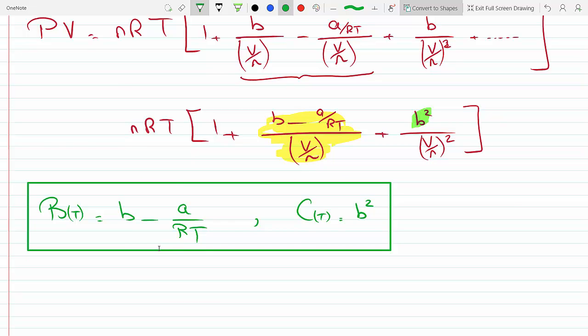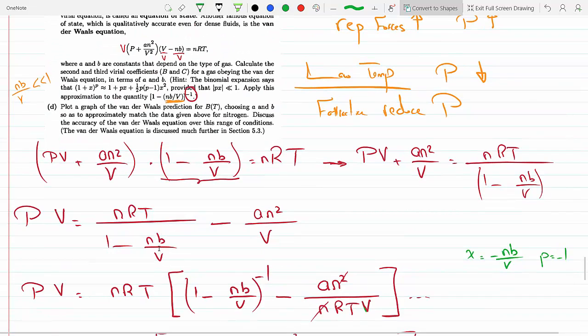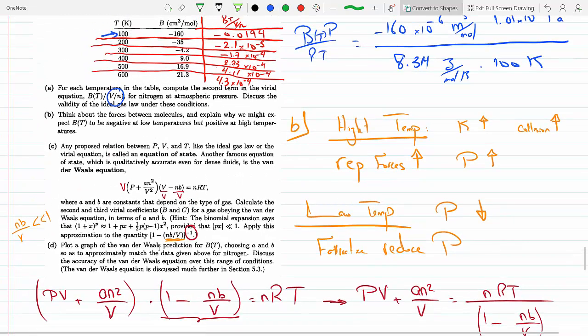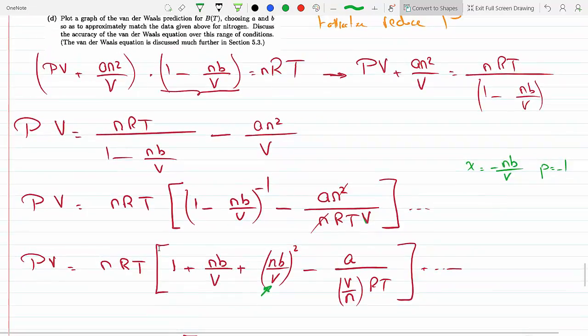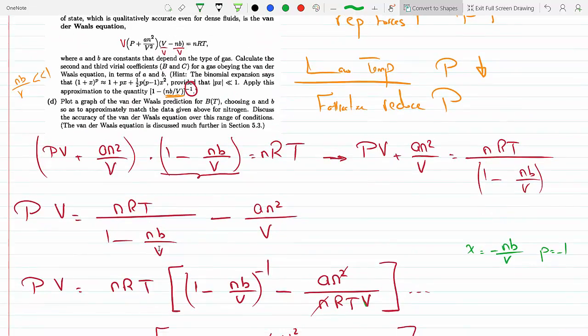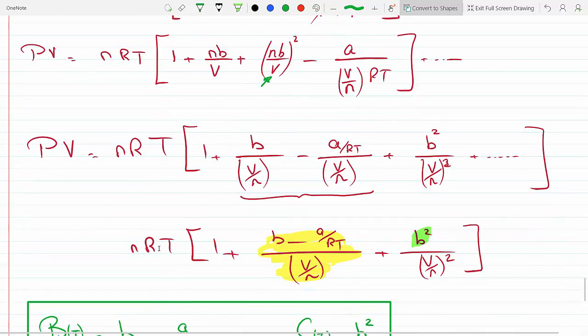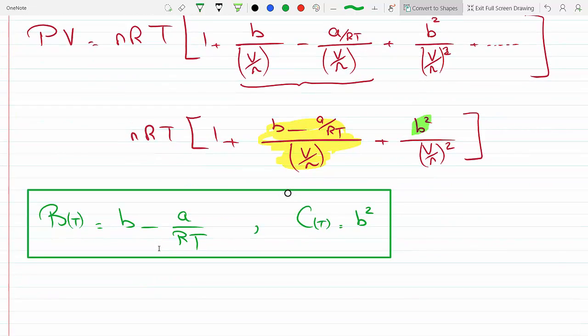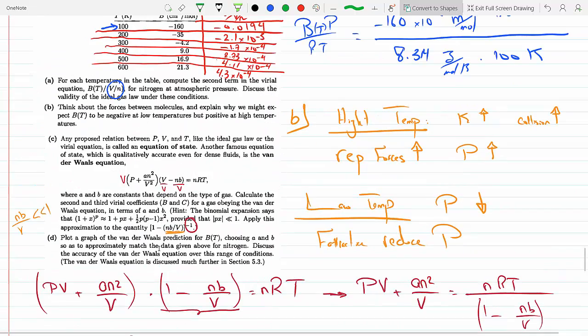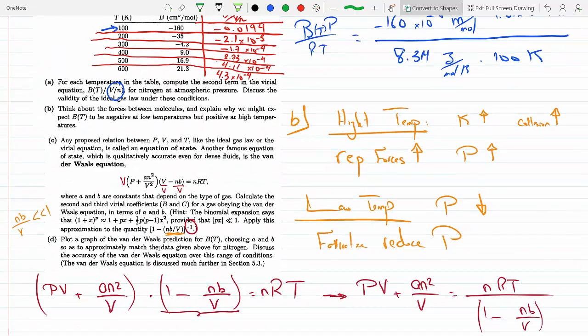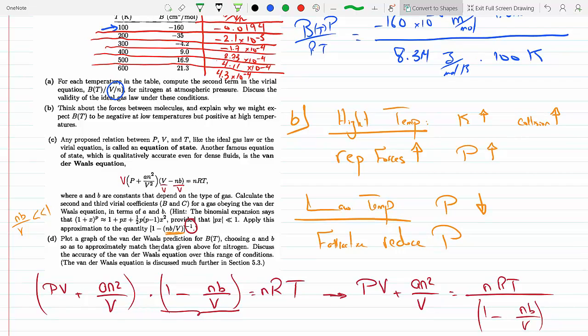Okay, and for part D, it says plot a graph for the prediction choosing A and B so as to approximately match the data given above for nitrogen. Well, we've already figured out what B of T is, and in part A, knowing what B of T is and what C of T is, I could, well, did we find C of T? Actually, no, we found B of T, right?